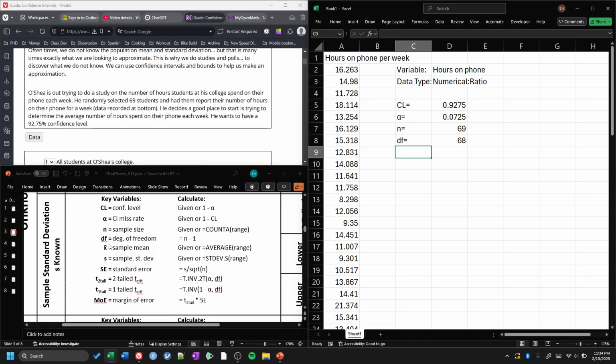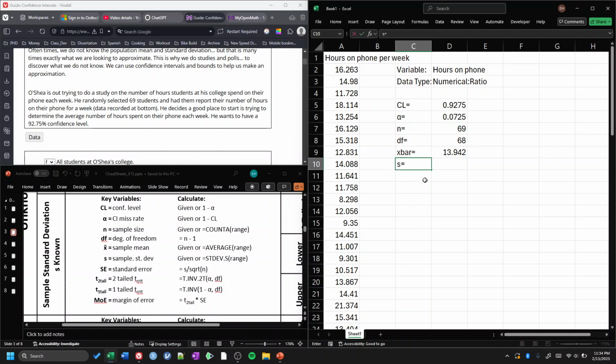Perfect. The next thing that it asks us to grab is x bar, which is our sample mean. So I'll just hit x bar. And we know already how to find this sample statistic from using our equations. We could just type in average, and I'm going to paste in my range again, A2 to A70, and I'll hit enter. And that gives me my sample mean there of 13.942.